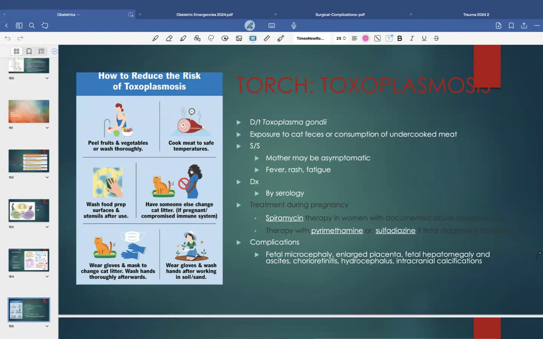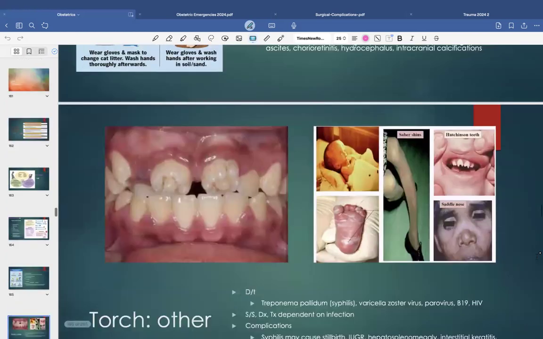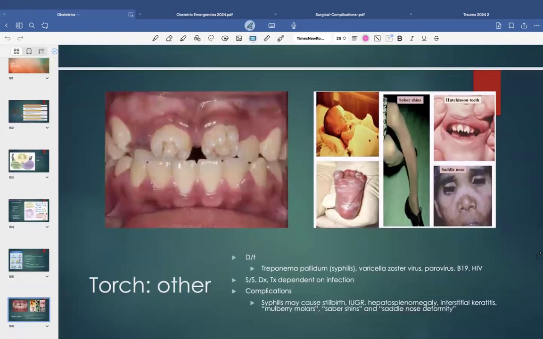Our O, our others: syphilis, HSV, varicella, parvovirus B19, and HIV. Signs and symptoms depend on what the infection is from. Those are some of the complications: saddle nose, Hutchinson teeth, those notched teeth, mulberry molars, just like a little mulberry fruit over there on those teeth. Saber shins, which is the deformity of the tibia.